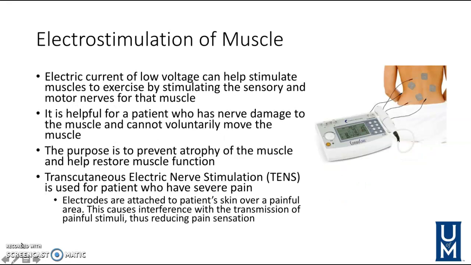You can also use electrostimulation of muscle. This is where an electric current at a very low voltage is used to stimulate muscles to exercise. So it's kind of saying, hey, muscles, remember how to move, and giving that little volt to do so. It's helpful for patients that have nerve damage to a muscle and cannot voluntarily move the muscle. The purpose is to prevent atrophy. So atrophy is when muscles get smaller, and to also help restore muscle function.